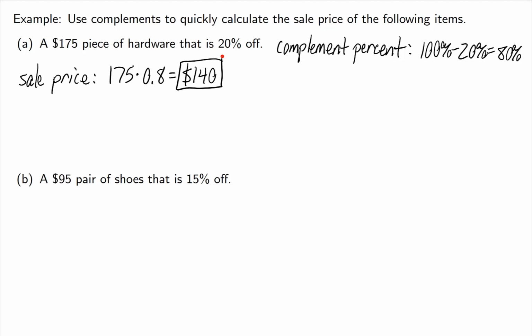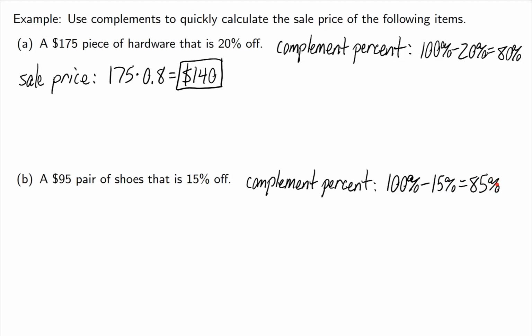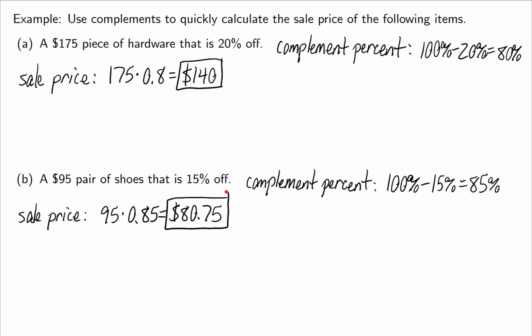Let's do another example. The complement percent in this problem would be your 100% minus the 15% rate of discount, which is 85% of the total cost will remain after you take the 15% off. Now again, it's a one-step process. 95 times the 0.85, which is your complement percent, I get $80.75, and that is the sale price after the discount is applied.